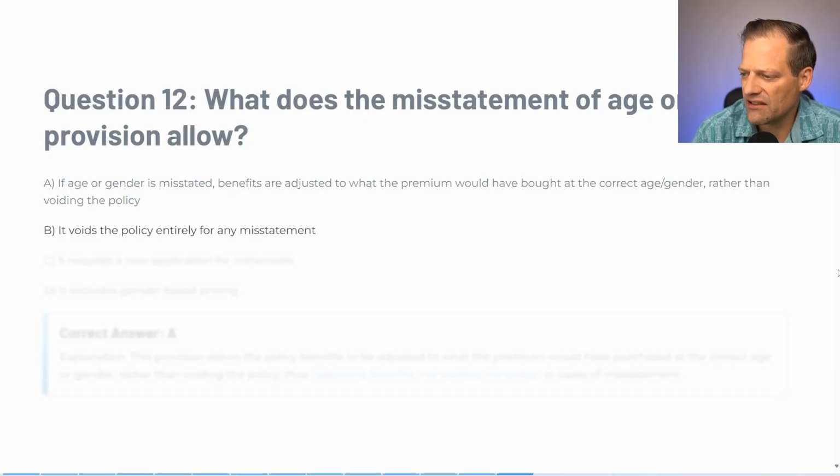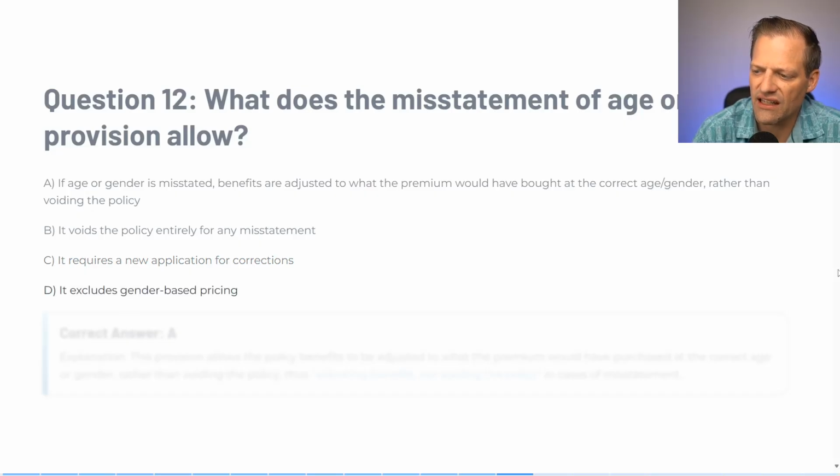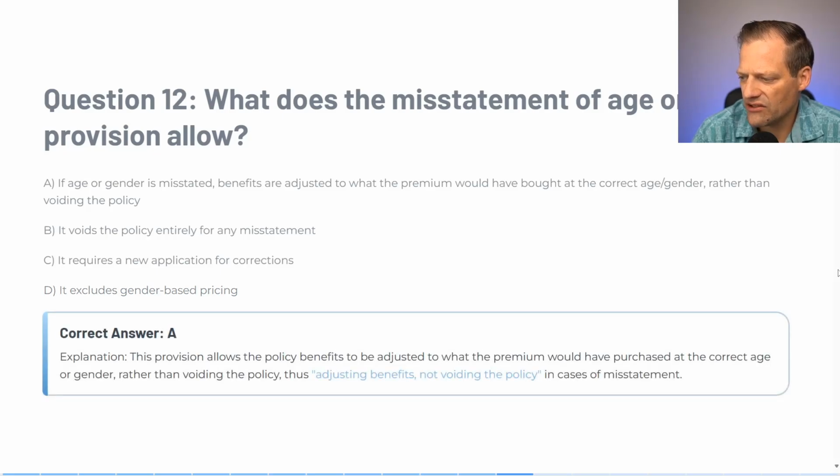It voids the policy entirely for any misstatement. It requires a new application for corrections. And D, it excludes gender-based pricing. The answer is A. So if ever there's a case where an application is incorrectly labeled as male or female, or the age is incorrect, they just adjust it based off of what it should have been at the time of the application, age or gender-wise.